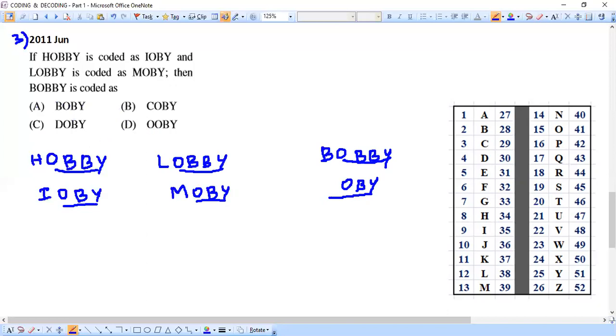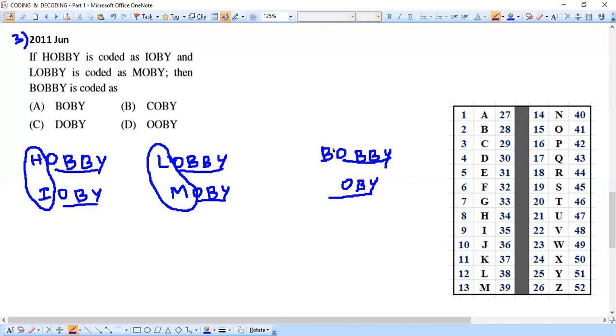Fine. So what we need to understand is there is something they are trying to relate with the first letters only. Once we are able to catch this pattern, it's going to be very, very easy, and it will help us to get the answer. So this H is coded as I. L is coded as M. So what will come here for this B?